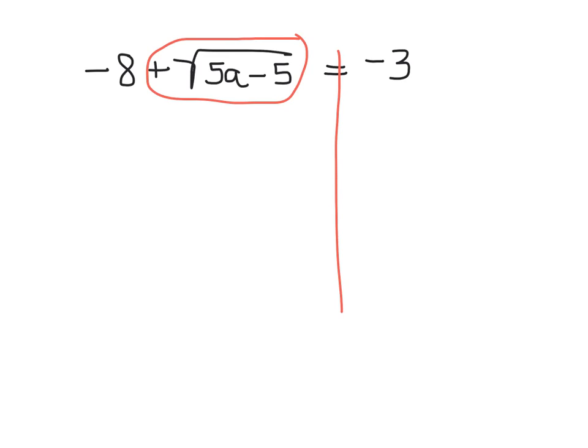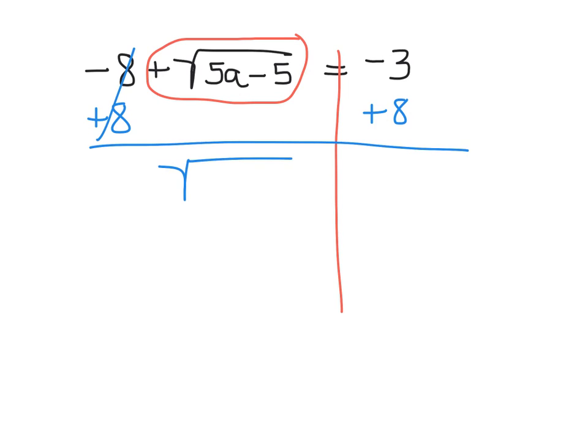And so that helps me see that my -8 is what needs to move. And the inverse of -8 is +8. So I'm going to add 8 to both sides of my equation. My 8's cancel out. And what that does is it brings down my radical, the square root of 5a minus 5, on the left side. And I've got -3 plus 8 is 5.